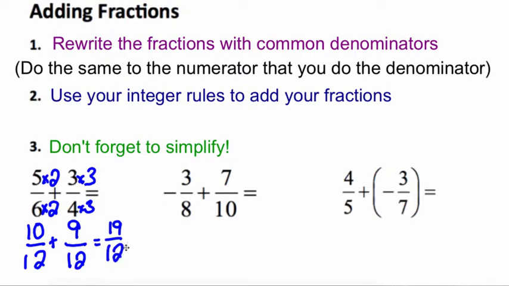Stop. Look at the simplification. That is an improper fraction, so we're going to need to turn it into a mixed number. So we have to think, how many times does 12 go into 19? The answer is 1. That becomes our whole number. 19 minus 12, what's left over, is our numerator, and the denominator stays the same.